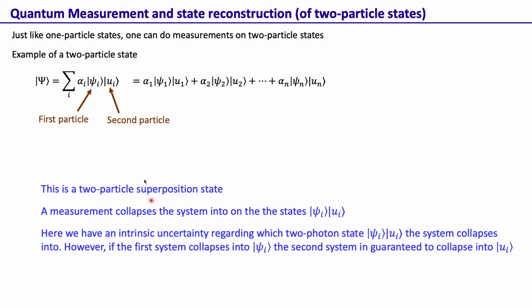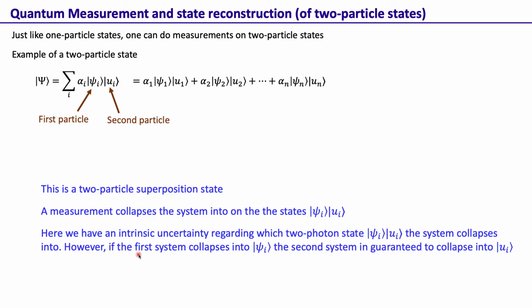So what we have here is just like the one particle state, there is a complete, intrinsic uncertainty regarding which two photon state or two particle state this system will collapse into after the measurement. I mean, if you make a measurement here, we may find the system is here, or it's here, or it's here. It is just complete uncertainty. And this is the same as we have for the one particle case.